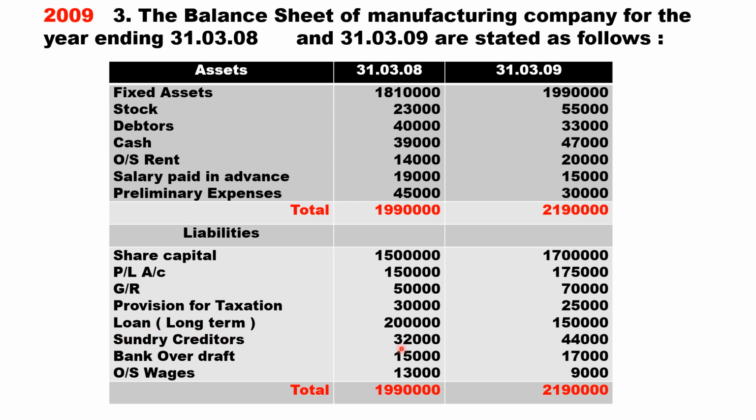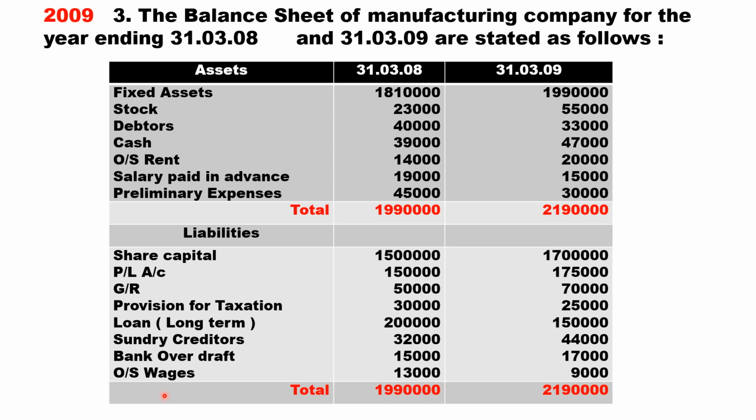Long-term loan. Last year 2 lakh, current year 1,50,000. It means loan is repaid. You should minus in FA. Creditor is a current liability. It will come in OA. Last year 32,000, current year 44,000. That means 12,000 you should add. Bank overdraft: last year 15,000, current year 17,000. Increase in bank overdraft you should add in OA.